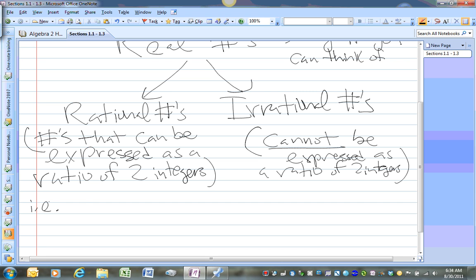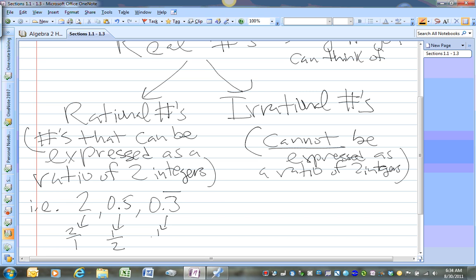So, for example, 2, 0.5, 0.3 with the bar, those are all rational numbers. Because 2 can be written as 2 over 1. 2 and 1 are integers. 0.5 can be expressed as a rational number because we can write it as 1/2.